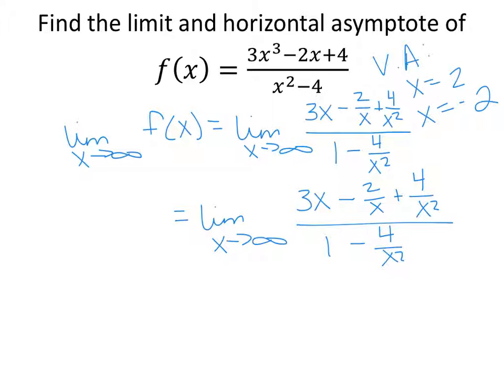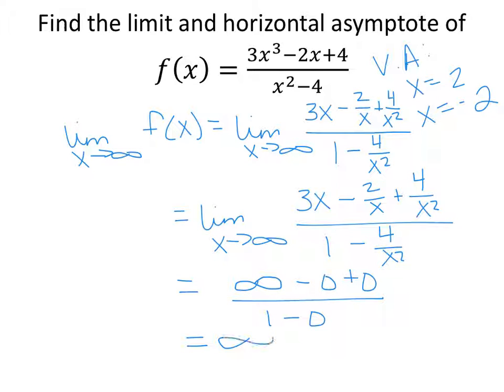So as I plug in infinity, the limit as x approaches infinity of 3x is infinity. That's a huge number. It's never going to stop. But then I have minus 0 plus 0 over 1 minus 0. So this limit is positive infinity, which means there's no horizontal asymptote, because as I go further and further to the right on that graph, it just keeps increasing and increasing without bound.